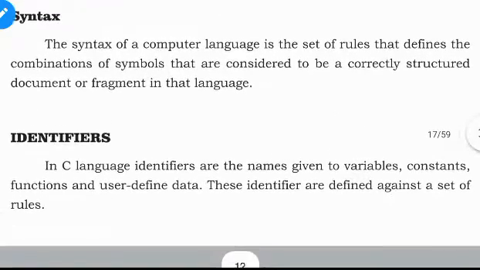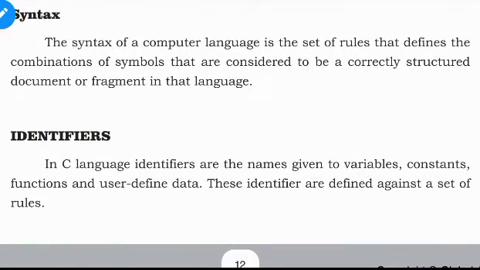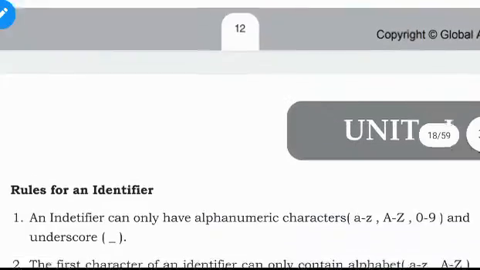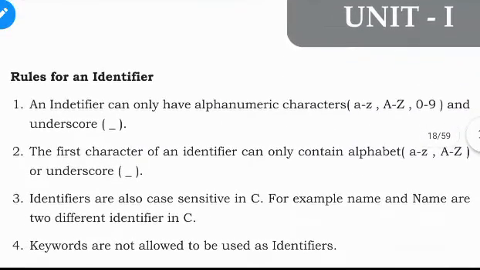Okay. Then identifiers. In C language, identifiers are the names given to the variables, constants, functions and user defined data. These identifiers are defined against a set of rules. So there is also a set of rules for the identifier, how it should be named. Then rules for identifier. So what are the rules? An identifier can only have alphanumeric characters, that is A to Z and 0 to 9, that is alphabets and numbers, and also an underscore can be included in that.